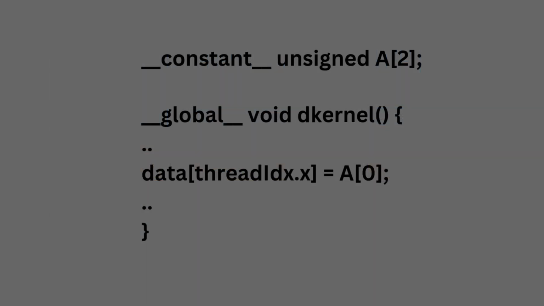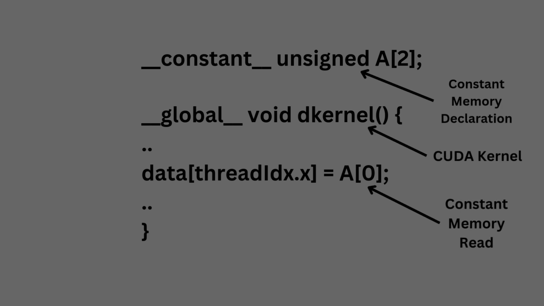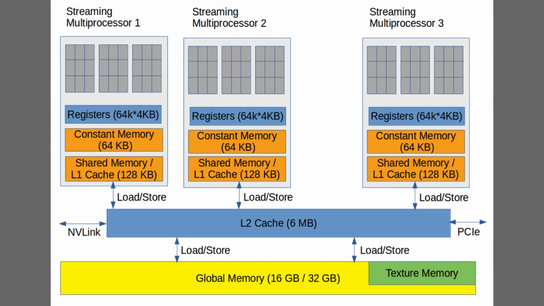Within the CUDA application, it can be created and accessed using the constant keyword, as shown here. Here, in CUDA code, array A is declared as a constant, which can then be used for read operation. With this, we conclude the memory hierarchy for GPUs.